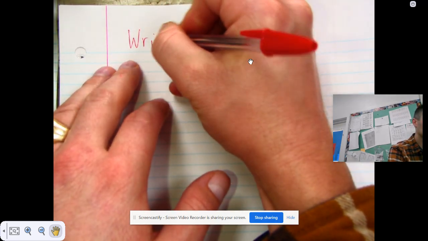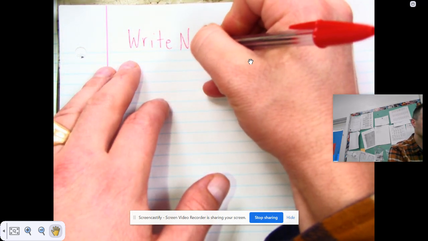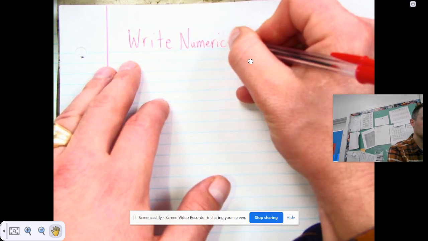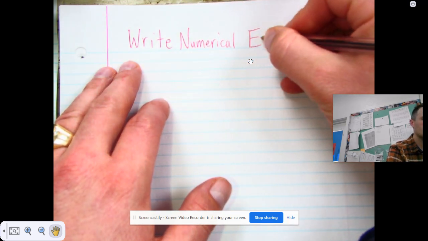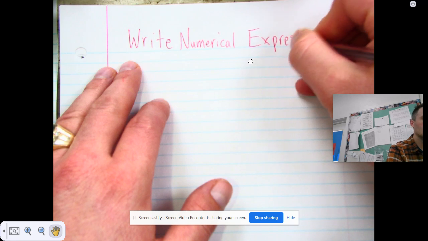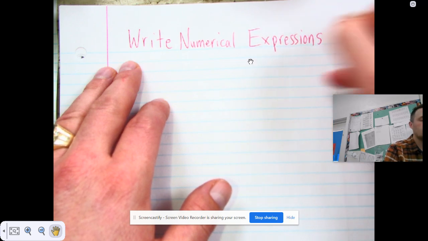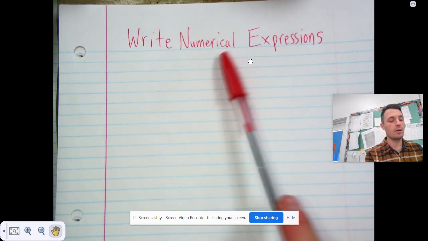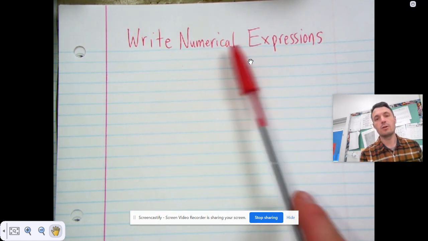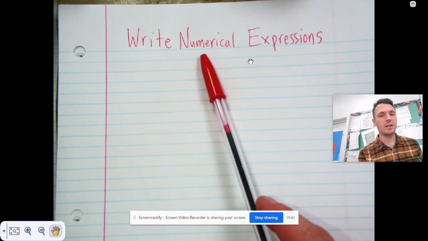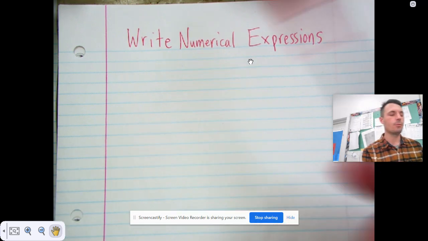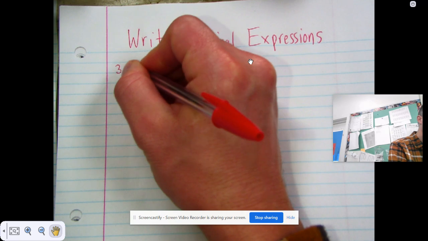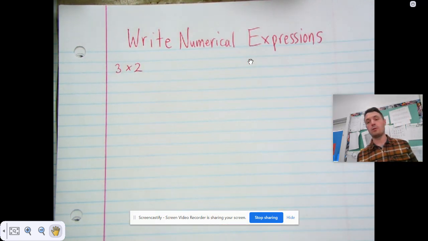Write Numerical Expressions. Now, you know from yesterday's lesson and from your vocabulary that a numerical expression is a combination of numbers, that's the numerical part, with at least one operation. So even something as simple as 3 times 2, that's a numerical expression.